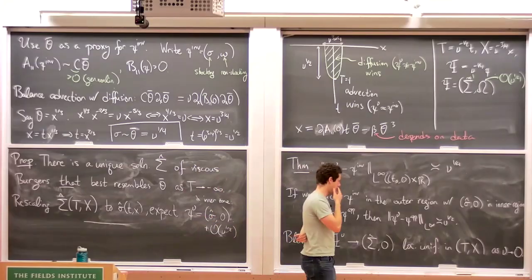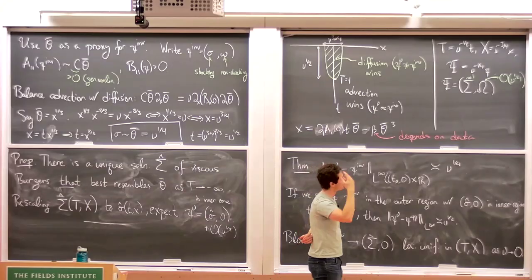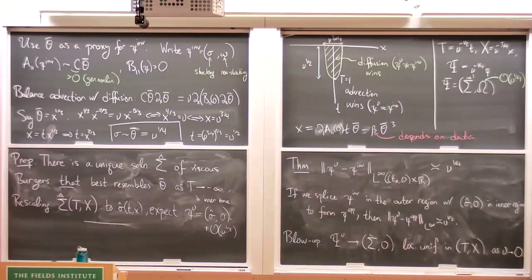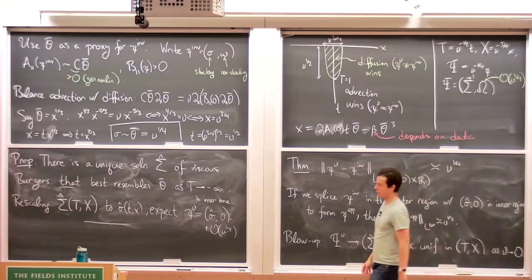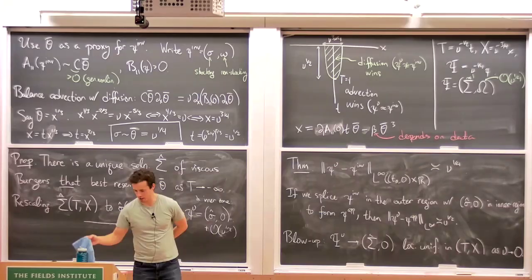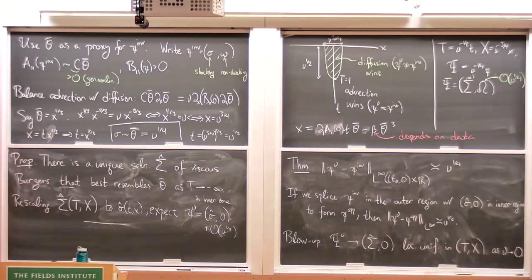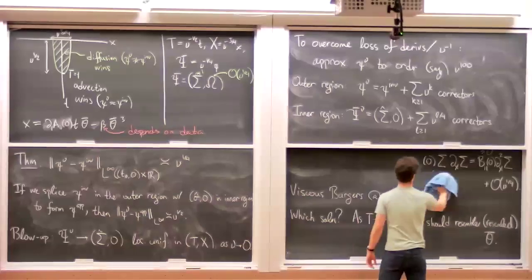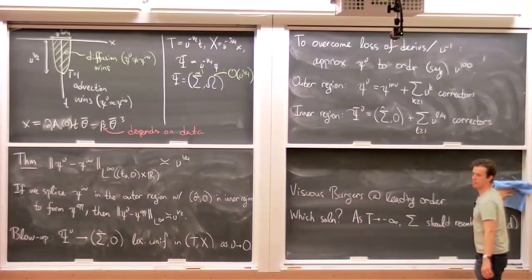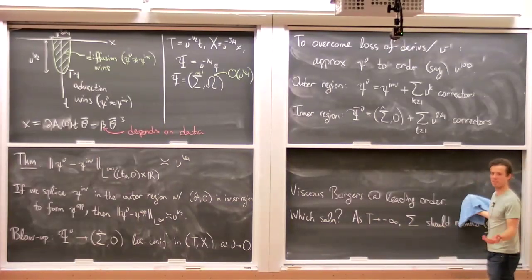So I guess there are several important differences. Let's see. Let me write that up here. Because they're approximating a problem where the inviscid problem has a discontinuity, and they're approximating the solution by a smooth viscous function, there's no way that they can get L infinity estimates, because the L infinity estimates are just not true.